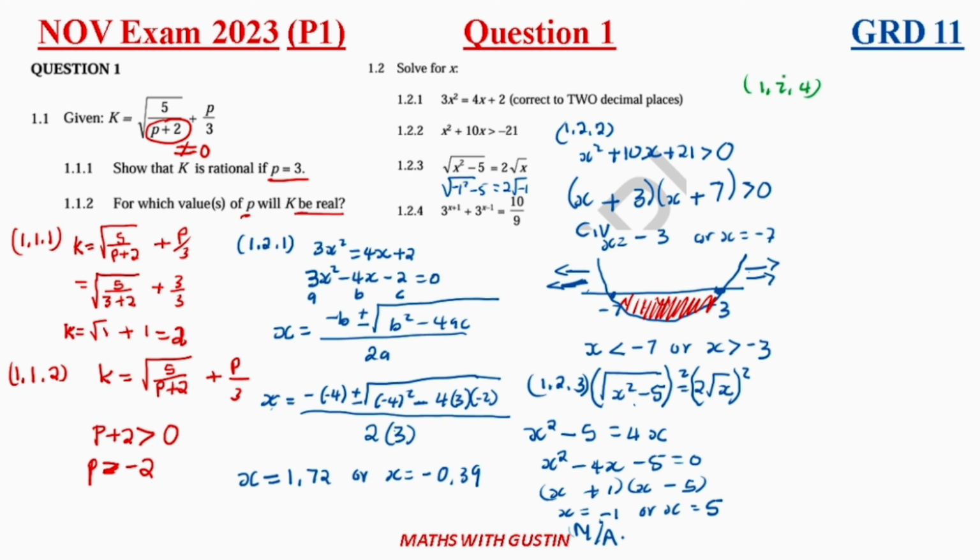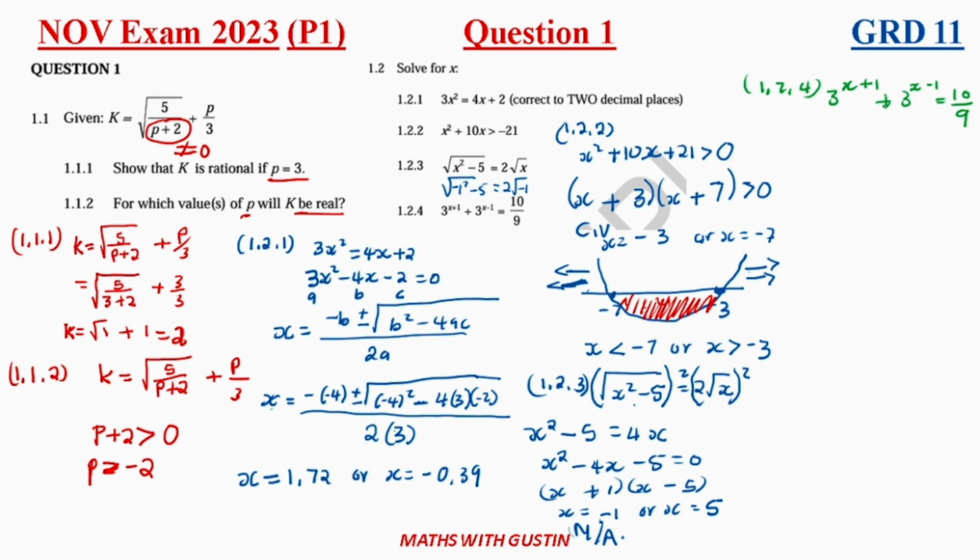1.2.4. Okay, what do we have? We have got 3 to the power of x plus 1. This is an exponent, solving for x. Very, very interesting question, guys. I hope you are watching carefully. If you don't understand, leave a comment in the comment section below.